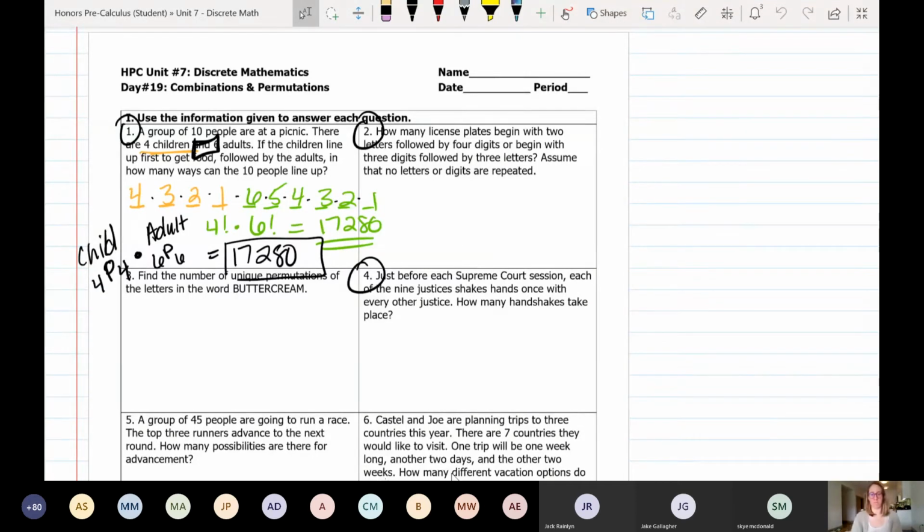Okay. How do we feel on number 1? Yay, cool, perfect. Okay, number 2: how many license plates begin with 2 letters followed by 4 digits?